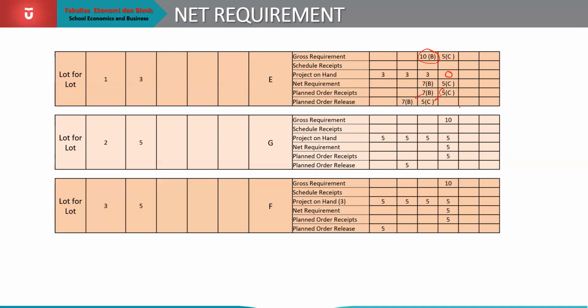So I think from MRP itself, the most complicated part is when you have the same component that is used in different components. For example, in this case, we have E, but E is used for component B and also component C. So it is easier for you to make an identification like this. Just put B, just put C, to make a notation that this number 10 belongs to B, and this 5 belongs to C, and so on. So that is the net requirement.